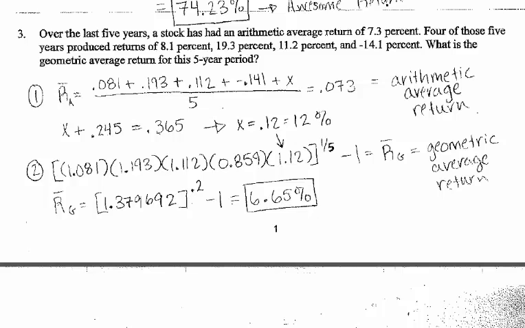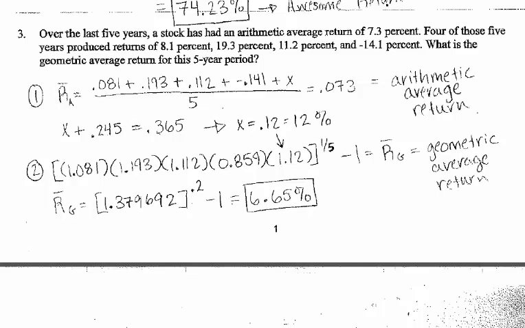Now, in step 2, what we're going to do is then plug in that value. So each one of those numbers that's being multiplied is 1 plus one of the returns, right? So 1.081 is 1 plus 8.1%, 1.193 is 1 plus 19.3%, all the way down to the last return, which we just figured out was 12%. So that's where you get 1.12. Multiply them all, and then raise them to 1/5.